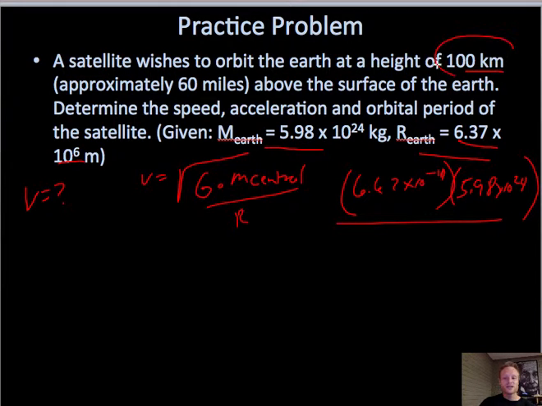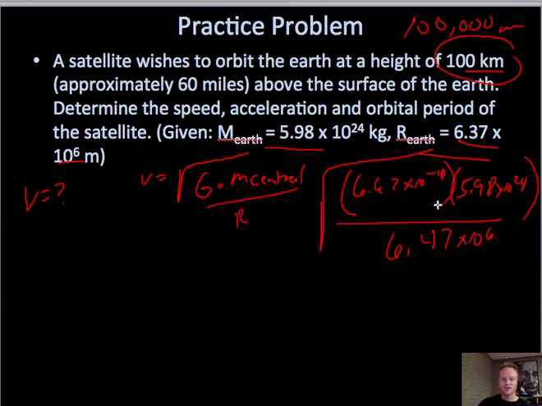And so we're actually going to need to change kilometers into meters. If you remember from the previous slide, I said we need to make that r distance be in meters. So 100 kilometers is actually 100,000 meters. Okay, so I would add that to the radius of the Earth. And if you do that addition, 100,000 plus 6.37 times 10 to the 6, you get a radius of 6.47 times 10 to the 6th meters.